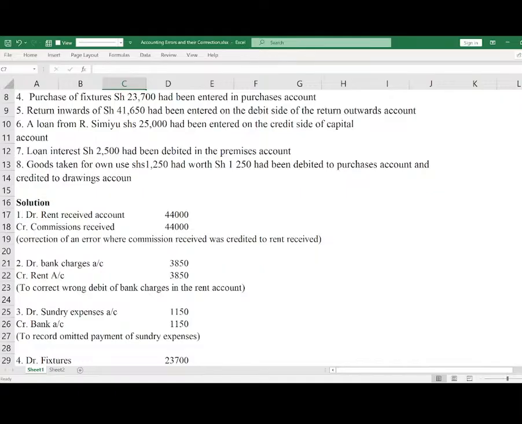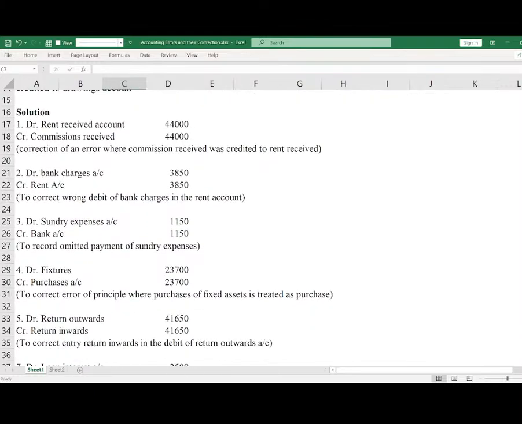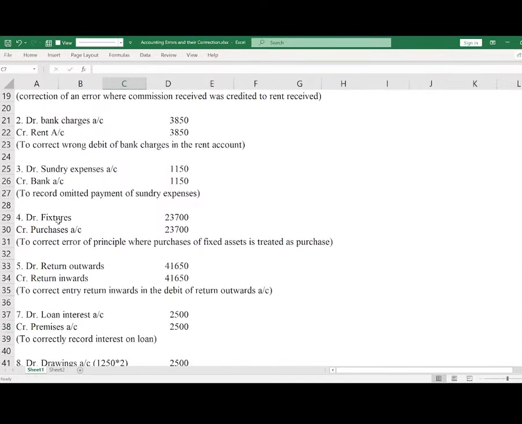So we are going to debit the fixtures and then credit the purchase account. So here with the same amount of 23,700. Then here is to correct the error of principle where purchase of fixed asset is treated as purchase. So that is the narration.